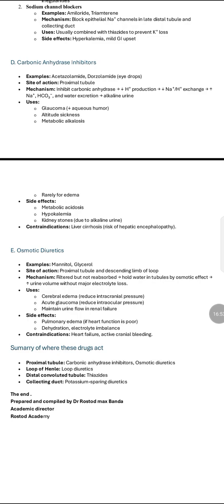So what is our summary? We have drugs that act on the proximal tubule, like carbonic anhydrase inhibitors and osmotic diuretics. Loop of Henle, we've got loop diuretics, okay. Distal convoluted tubule, we've got thiazides. Collecting duct, we've got potassium-sparing diuretics, right? All right, okay.